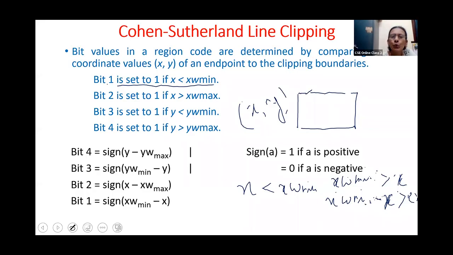Same way, bit 2 is set to 1 if x is greater than xw max, or the sign of x minus xw max. If it is positive, we take it as 1. If it is negative, we take it as 0. Same way for bit 3, we take the sign of yw min minus y. If it is positive, we take as 1. If it is negative, we take as 0. Same way, bit 4, if the sign of y minus yw max is positive, we take as 1. Otherwise, we take it as 0.